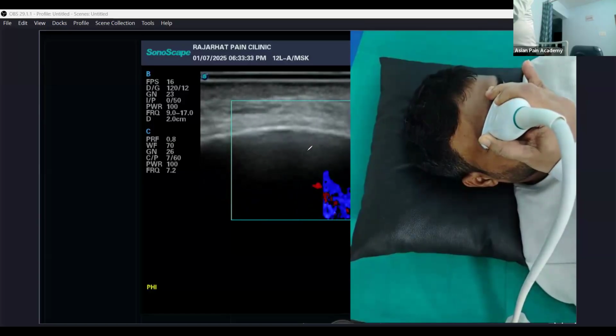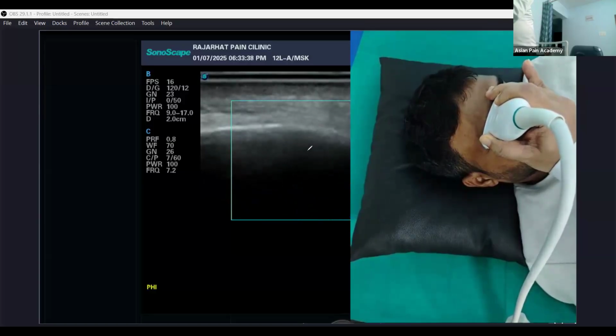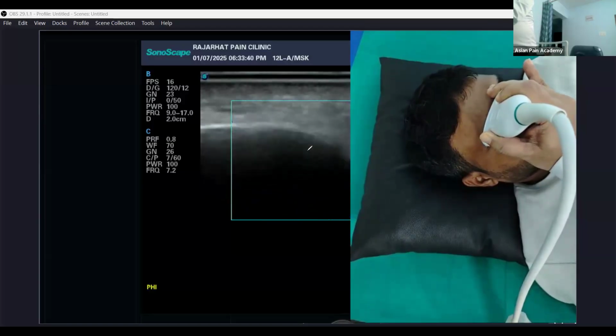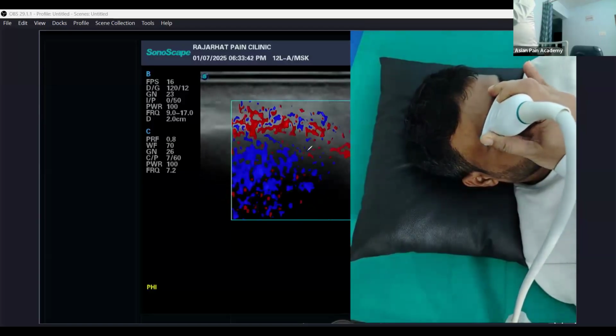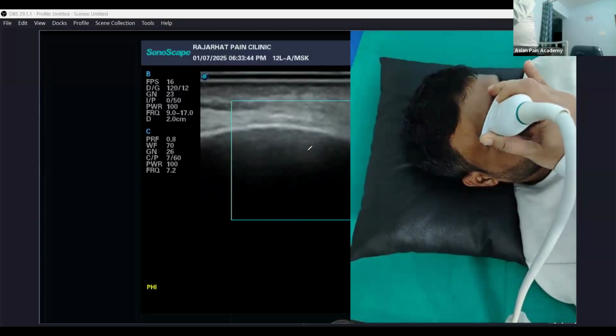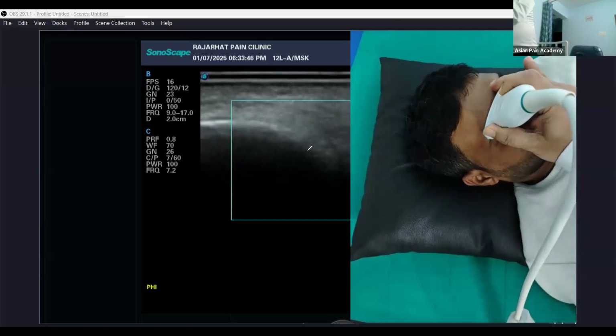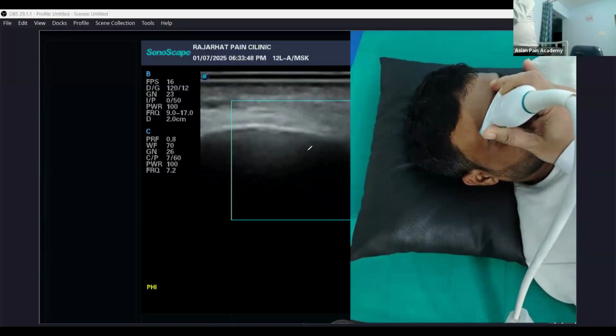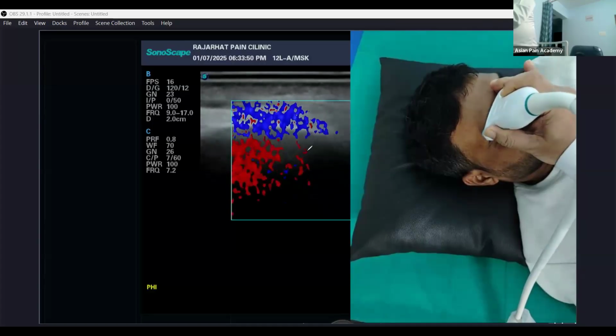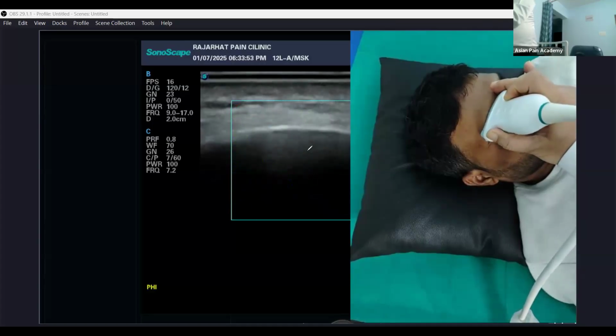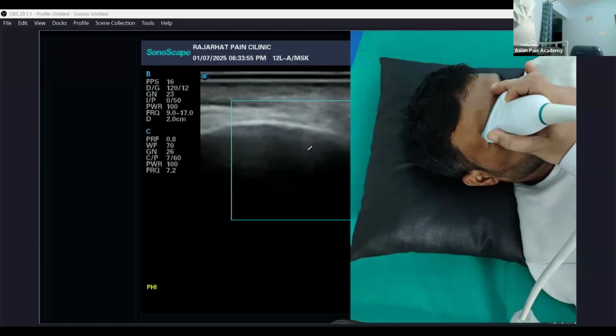Okay. So this is the supraorbital nerve area. When you inject here, as soon as I bring it to the middle of the screen, I know the location, and then I will go with the out-of-plane approach. There is no need to go in-plane.